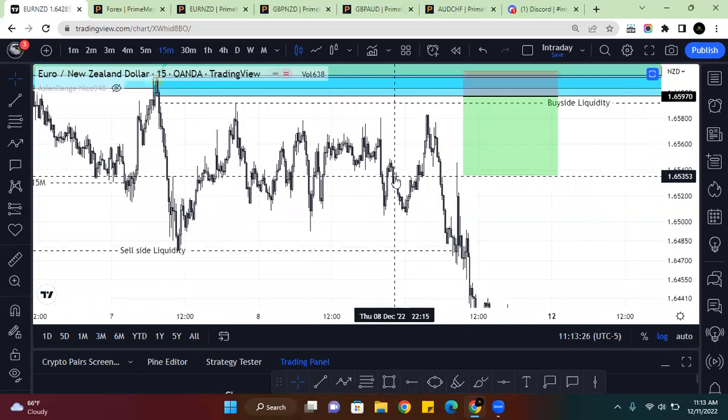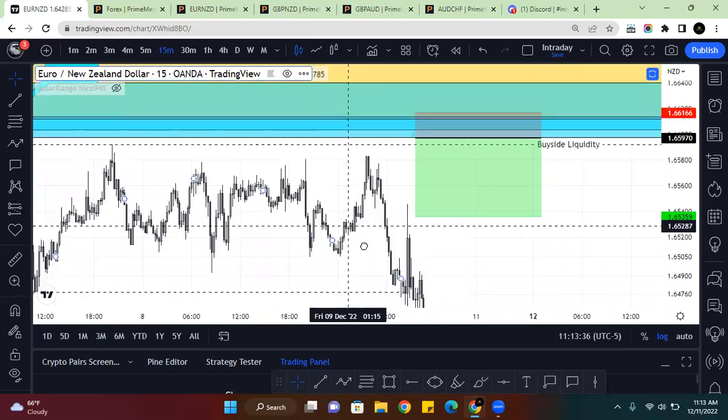This week I'm only going for 1 to 3, just kind of shorter R's because it's December. There's a lot of news this week, so I've got to trade carefully and wait for news to come out. But that's a pretty easy analysis right there.